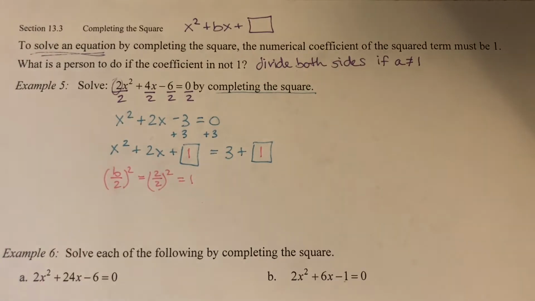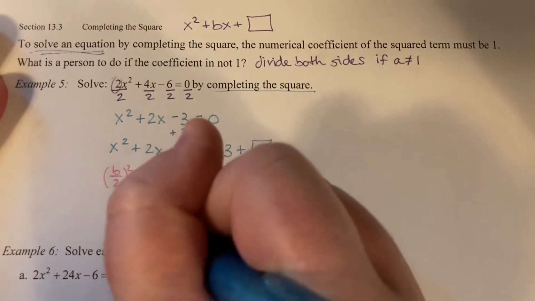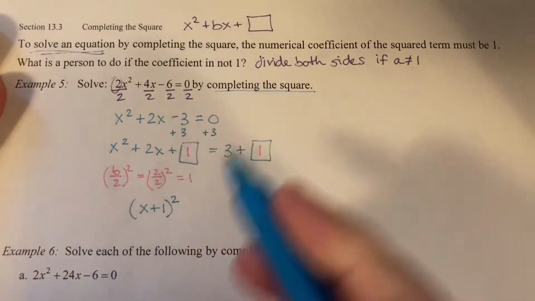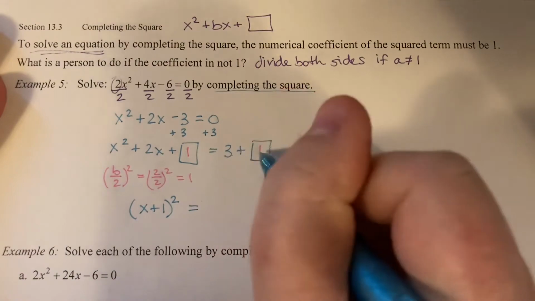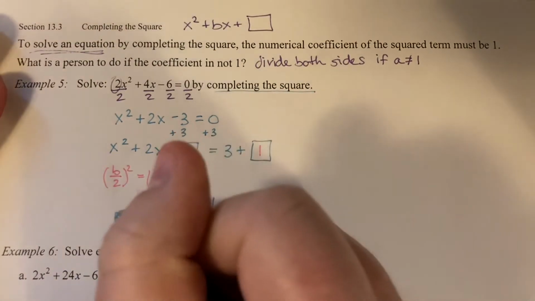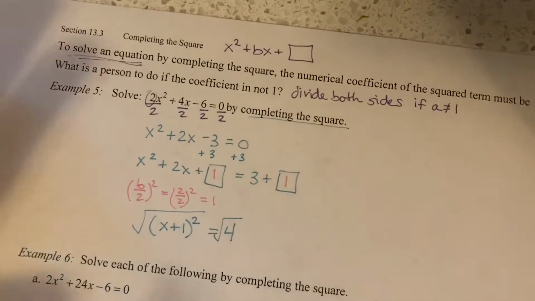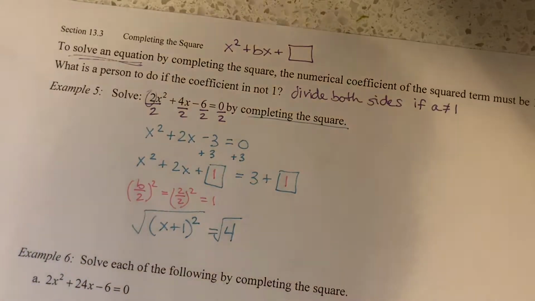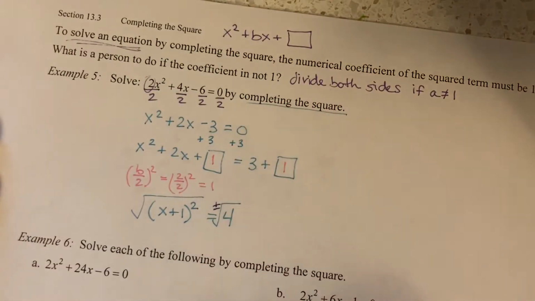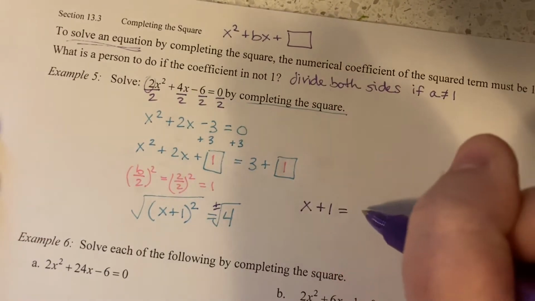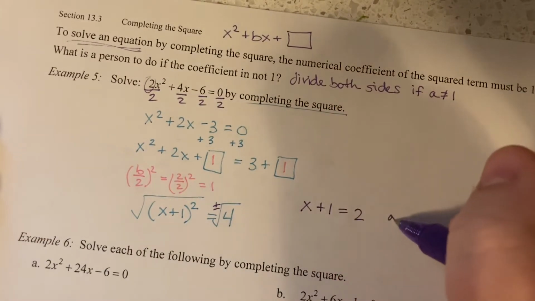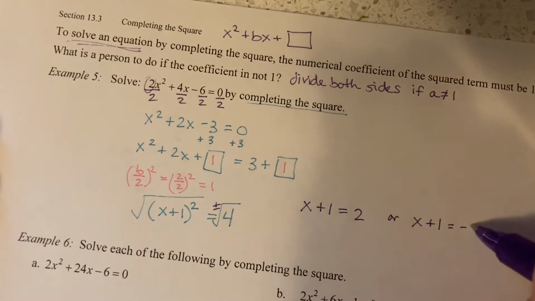All right, and the reason we do that is because now x squared plus 2x plus 1 is the same thing as x plus 1 quantity squared. And on the other side, 3 plus 1 is 4. So we can square root both sides as long as we remember that plus or minus. So we get x plus 1 is either positive 2 or x plus 1 is negative 2, right?